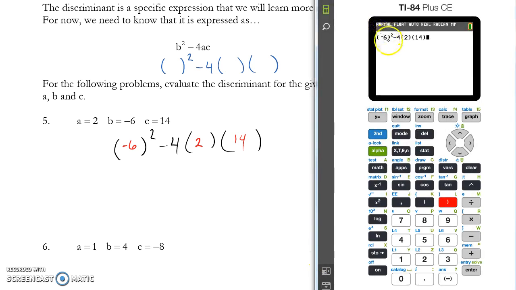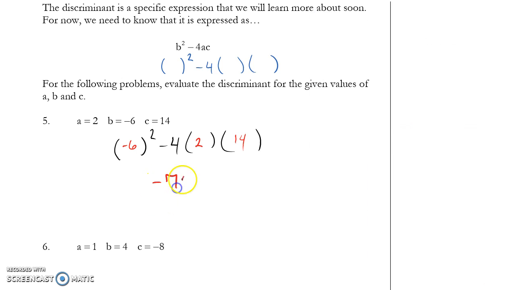Parentheses -6 and parentheses squared minus 4 times parentheses 2 and parentheses open parentheses 14 and parentheses, hit enter, -76. That's my solution for the discriminant when a, b, and c are those values. Go ahead, press pause, and find the solution for the discriminant for numbers 6, 7, and 8. Unpause when you have all 3 done.